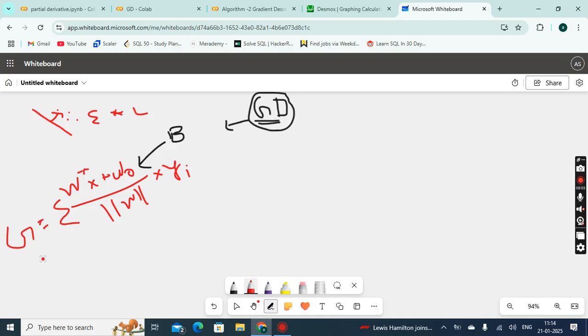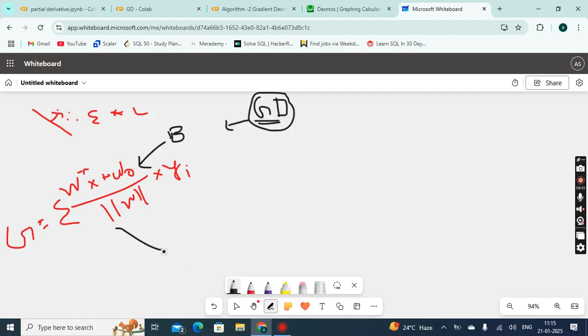So just remember it this way: the gain function is nothing but the sum of all the distances between the line and the individual points. This formula is for the distance, and we are summing all of them, so I have used the sum symbol, right? I hope this part is clear, and this is what we discussed last time.